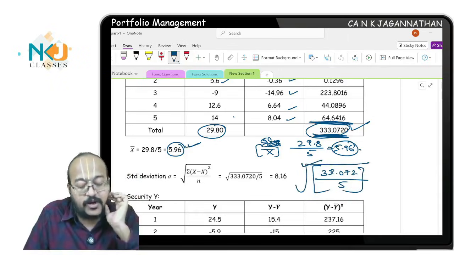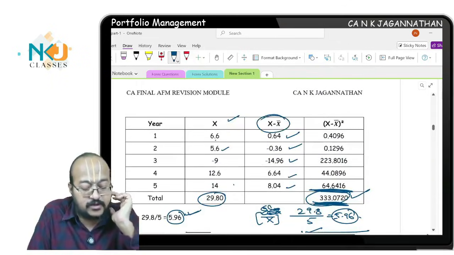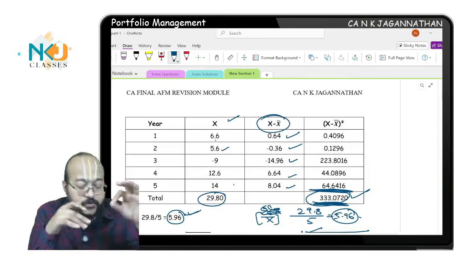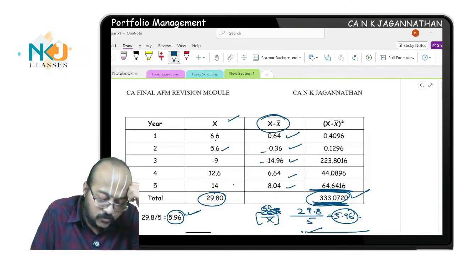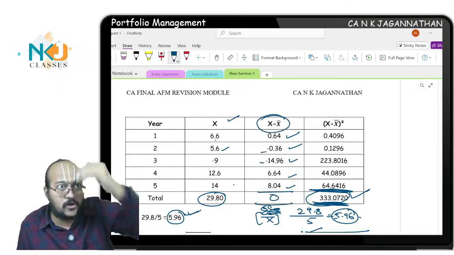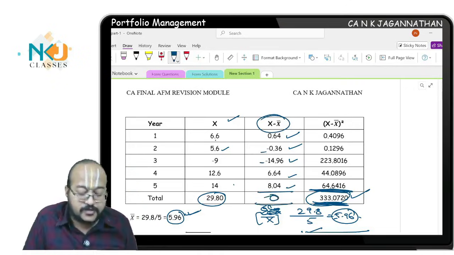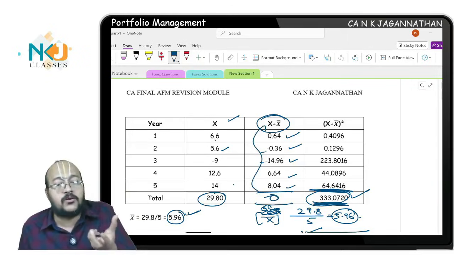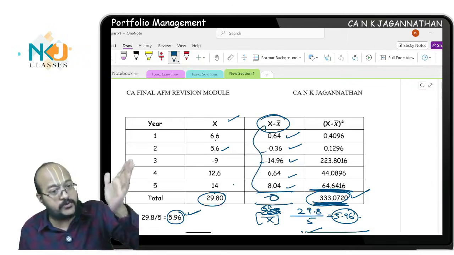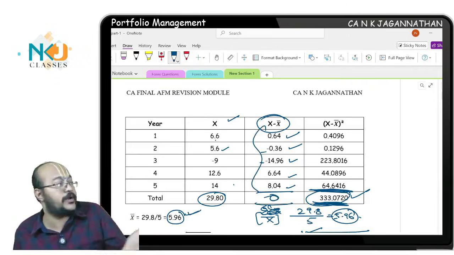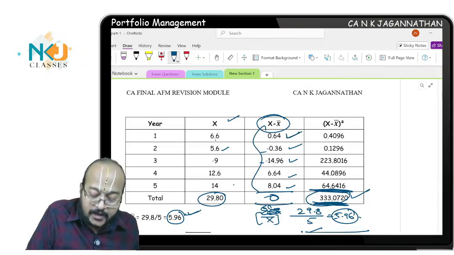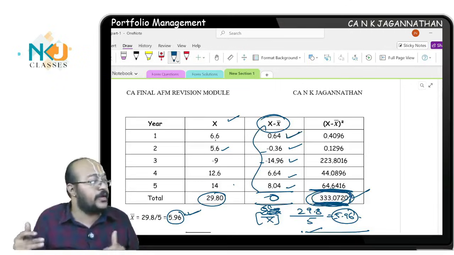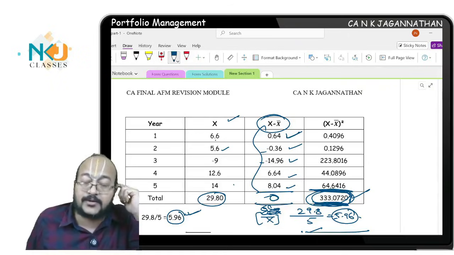Now, why do we need the square root? Very simple. The variance is the total deviation. But for simplicity, you see there are negative signs. If you add up the X minus X bar column, it will simply be 0. Are you all understanding? There will be no meaningful measurement. Therefore, as a statistical measure, you need to square each deviation individually, get the total, divide by n, and take the square root. You get the standard deviation.